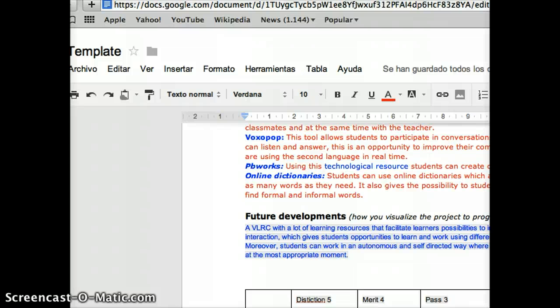Future development: a virtual language resource center with a lot of learning resources that facilitate learners' possibilities to increase their language performance in terms of interaction, which gives students opportunities to learn and work using different tools and improve their level. Moreover, students can work in an autonomous and self-directed way, where they can improve their skills wherever they can and at the most appropriate moment.